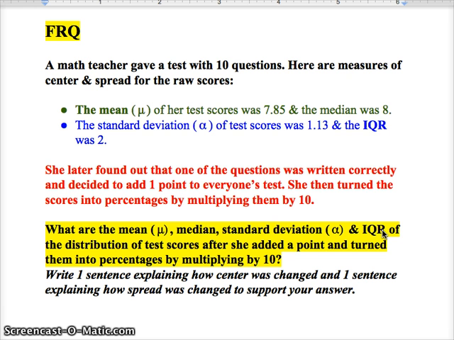So look back at those rules. And then just write one sentence describing how the center, mean and median, was changed and why, in terms of shape, center, and spread. And then for IQR and standard deviation, which one of those transformations, or both, or neither, changed both of those values. So pause now, look over the summary for chapter 2, lesson 1 in your book, look back at the formulas for z-scores and transformations, and then answer the free response.